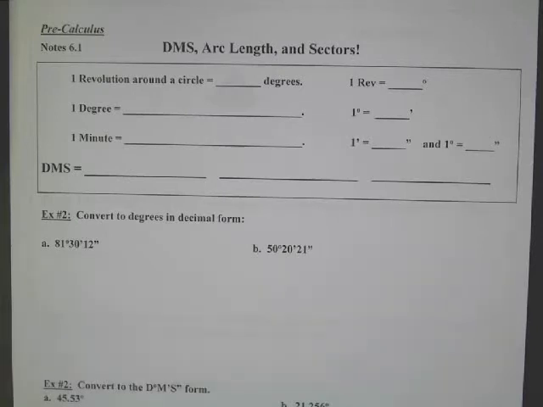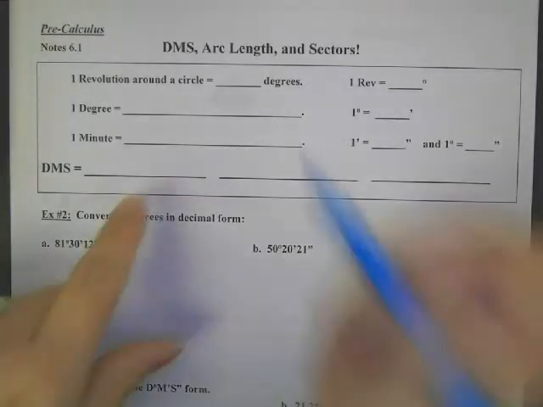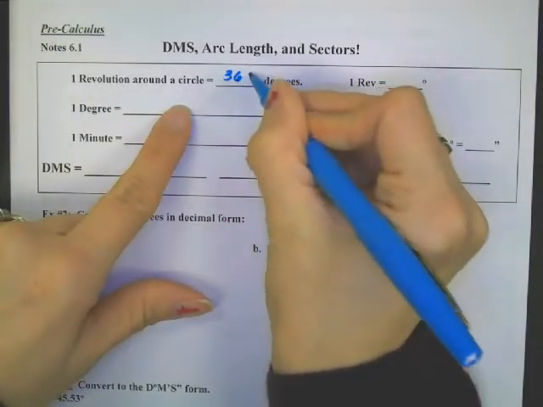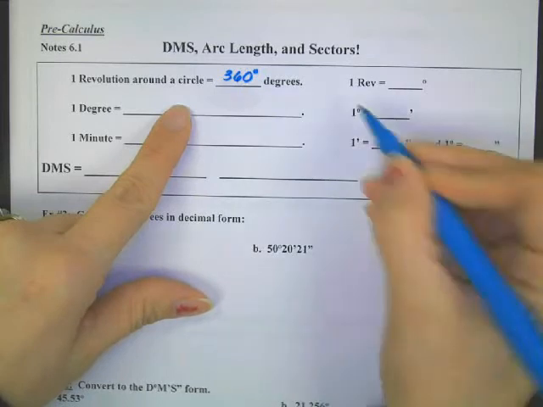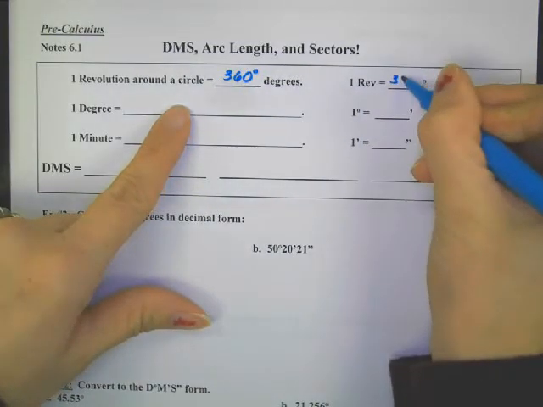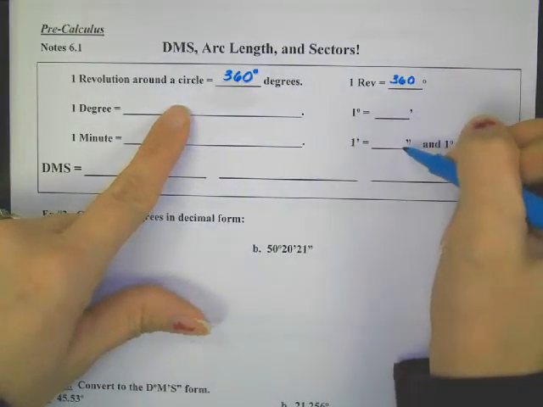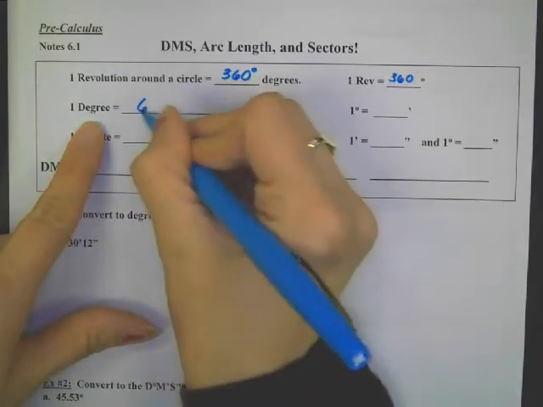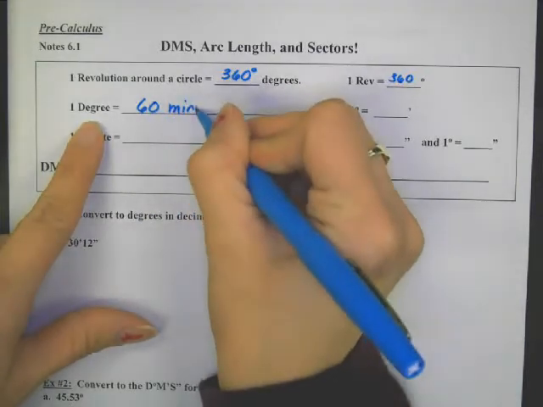Welcome to the pre-calculus lesson on angles and sectors. First, we're going to talk about angles a little bit. One revolution around a circle is equivalent to 360 degrees. So one revolution is 360 degrees. This is the notation side here. 1 degree is equal to 60 minutes.